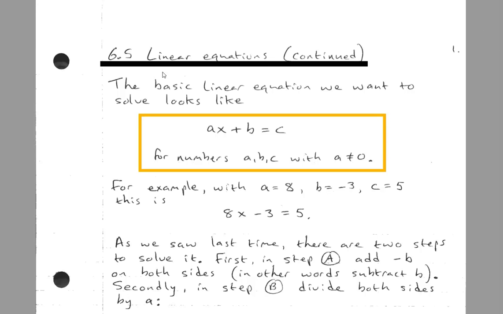Okay, we're continuing our look at linear equations at the end of chapter 6. And the basic linear equation looks like this. We have three numbers that will be given, a, b, and c, and x is the variable. So ax plus b equals c, and then we want to figure out x.